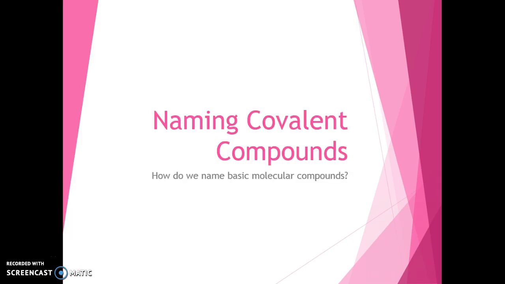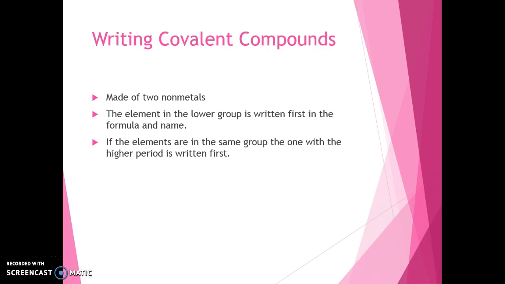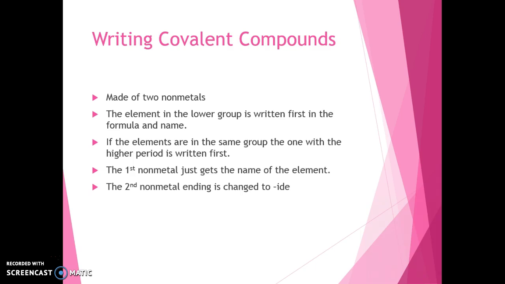Now we want to go into naming covalent compounds. How do we name and write formulas for basic molecular compounds? So writing, they're made of 2 nonmetals. The element in the lower group is usually written first except for hydrogen. Hydrogen is the only one that doesn't follow that rule. If elements are in the same group, the one with the higher period is written first. Okay? The first nonmetal gets the name of the element. The second nonmetal's ending changes to "ide."